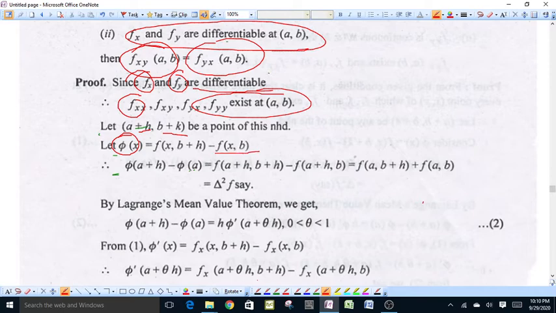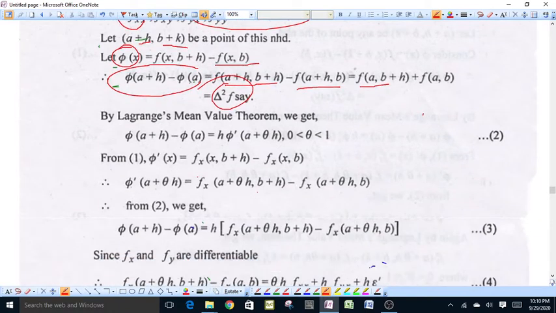Therefore, phi(a+h) minus phi(a) will be equal to f(a+h, b+h) minus f(a+h, b) minus f(a, b+h) plus f(a, b). Suppose that this is equal to delta square f. By using Lagrange's mean value theorem, we have phi(a+h) minus phi(a) equal to h into phi dash (a + theta h), where theta is a number between 0 and 1.